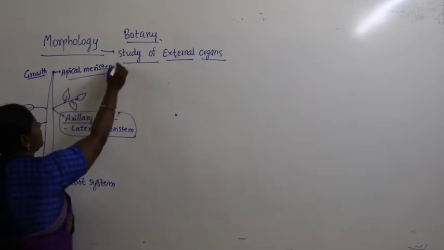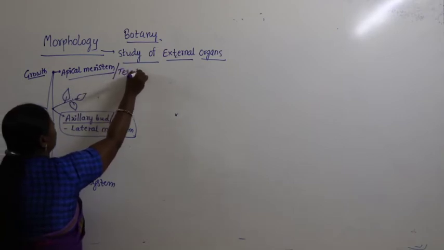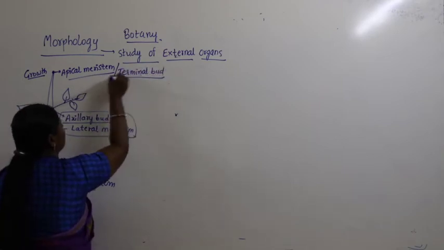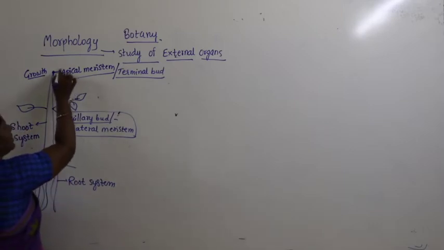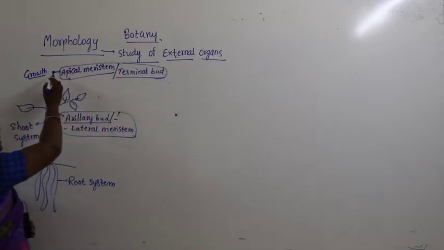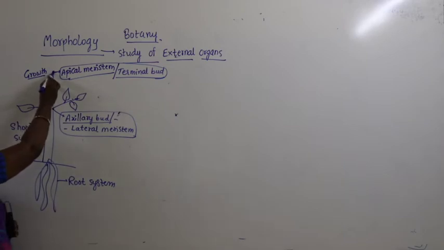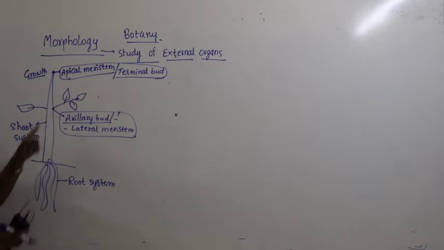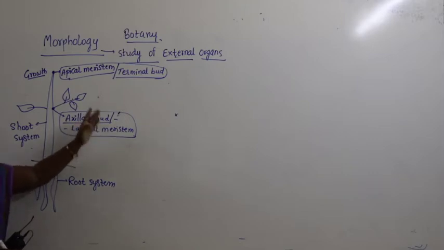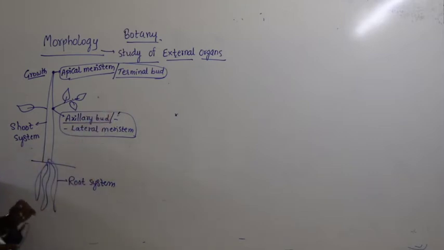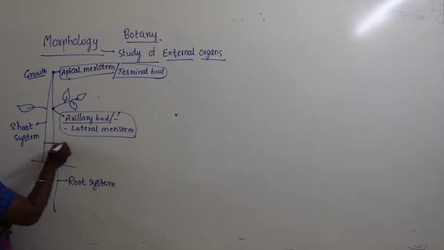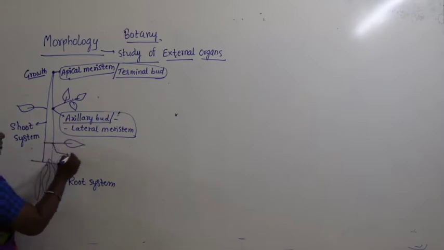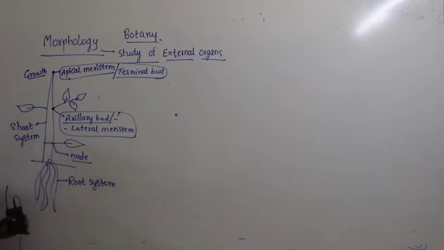So what do you call this? Apical meristem or terminal bud. Right. So this is apical meristem, or it is called terminal bud. Tip of the plant, tip of the stem is called apical meristem or terminal bud. The lateral part of the bud where the growth occurs is called axillary bud or lateral meristem. So what else we studied? From the place where leaf arises, this is also called as node. Right? And what are the things we studied for the last class?